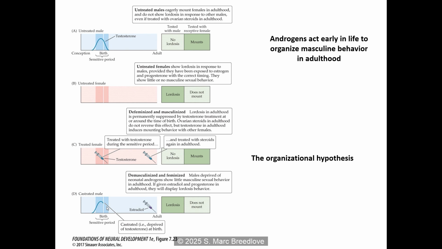Conversely, what they found is that if they provided females with testosterone, either before birth or right after birth, in adulthood, even if you gave them those estrogens and progesterone, they would never show lordosis. And contrariwise, they were much more interested in mounting other females, whereas males castrated at birth are much less interested in mounting females.